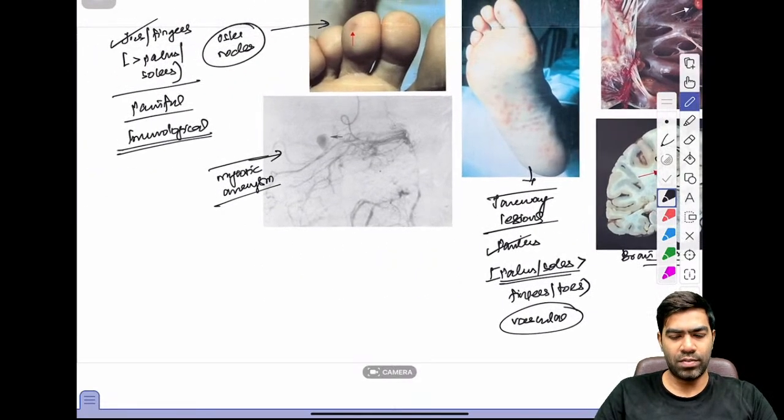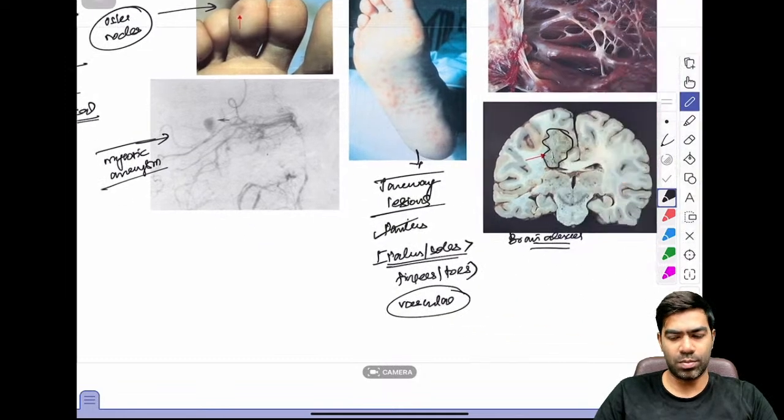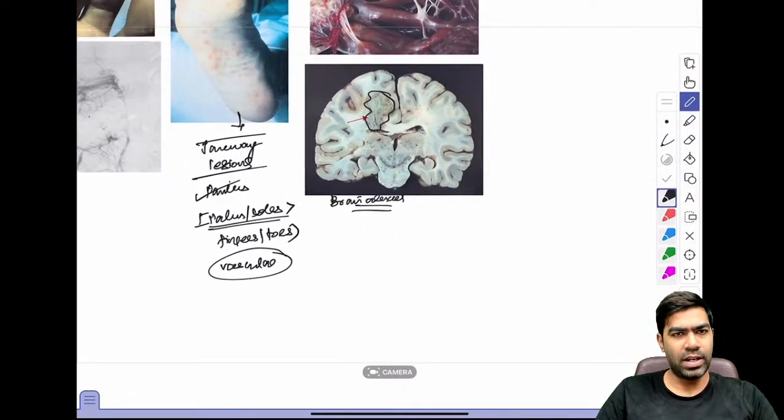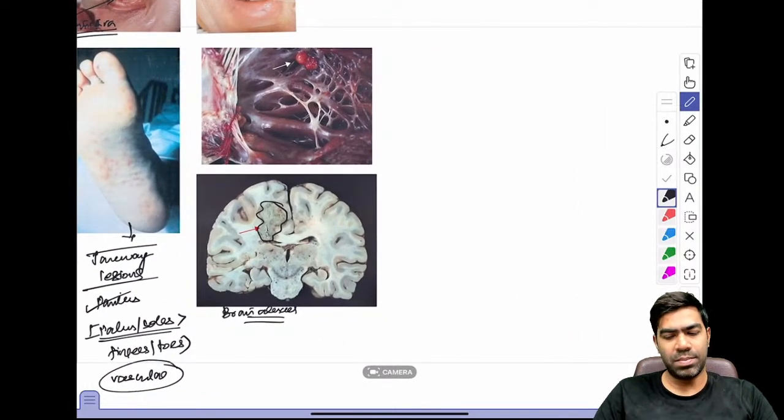So these are the differences. Osler nodes are painful, more in fingers and toes than palms and soles, and an immunological phenomenon. Janeway lesions are painless, more in palms and soles than fingers and toes, and a sort of vascular phenomenon. Apart from that, this is obviously an autopsy image showing the infective endocarditis vegetations that are adherent to this particular valve.